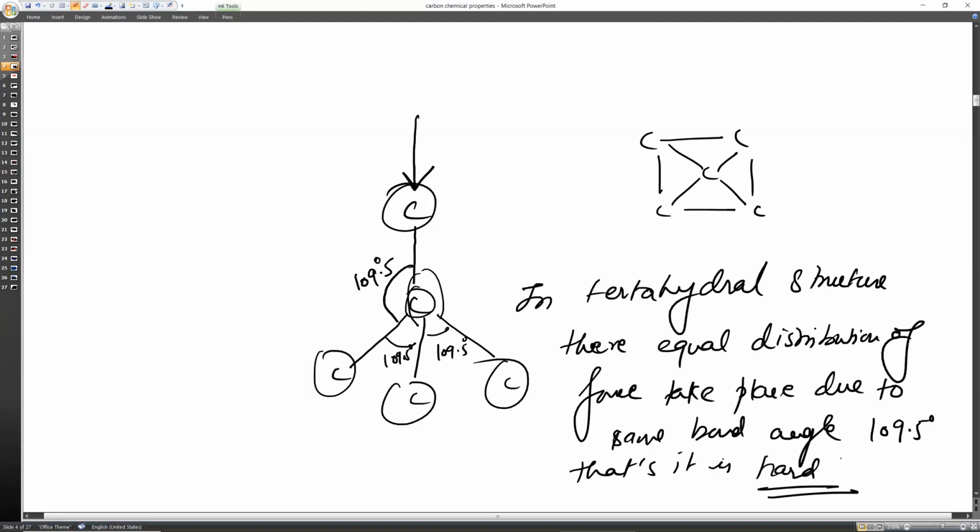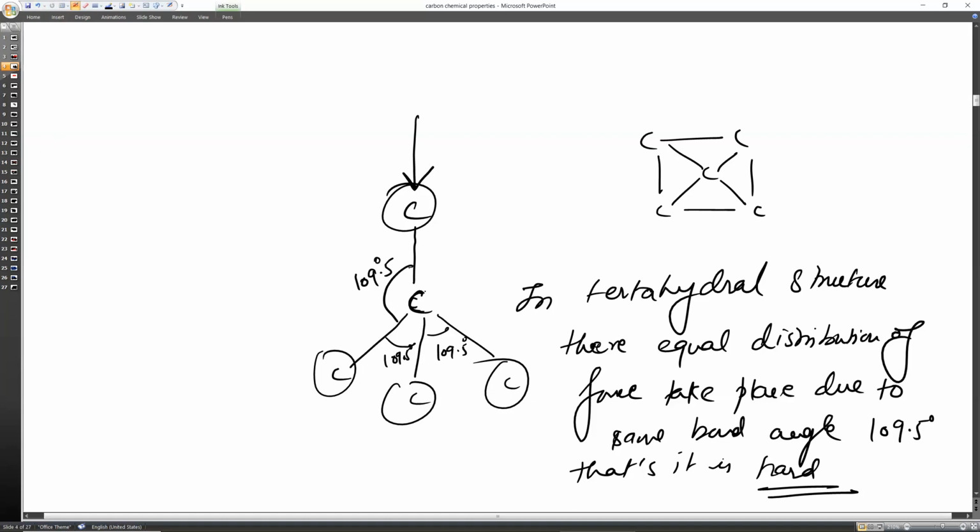Why does diamond not conduct electricity? Because in diamond, each carbon atom is bonded with four other carbon atoms. Unlike graphite, where one carbon atom is bonded with three other carbon atoms, so that free electrons help in conduction of electricity. But here, all the carbon atoms are bonded with other carbon atoms, so no electron is free. So that's why it is a bad conductor of electricity.